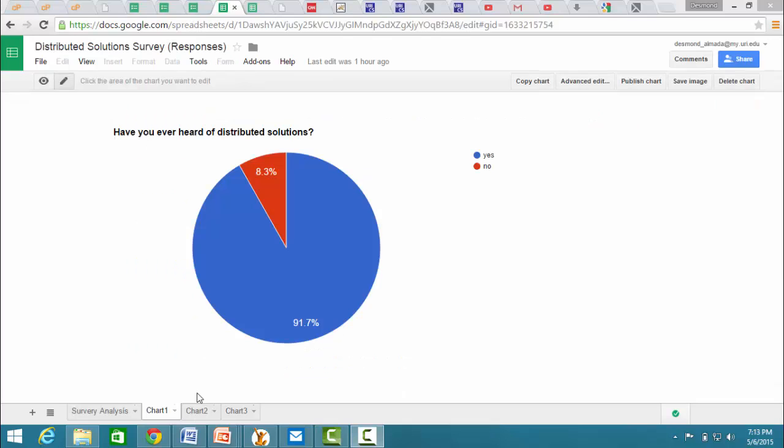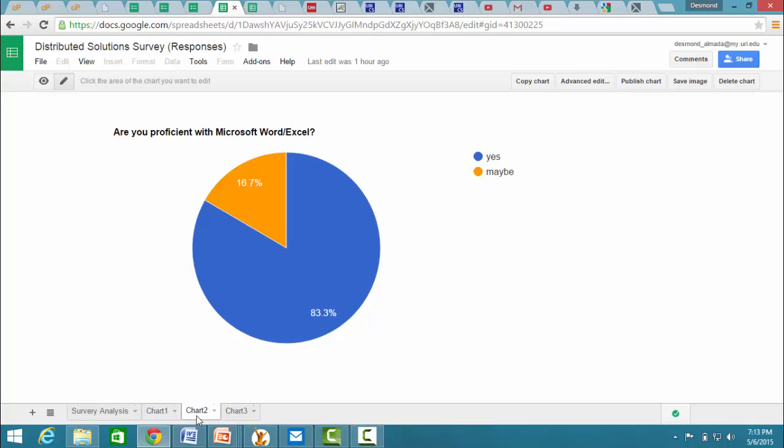Here is the graph of the first question, have you ever heard of distributed solutions? Here is the graph of the second question, are you proficient with Microsoft Excel? With 83% answering yes and 16% answering maybe. The final question is here. Do you use Google Docs? This question had a yes rate of 54%, a maybe percentage of 25%, and a no percentage of 20%.